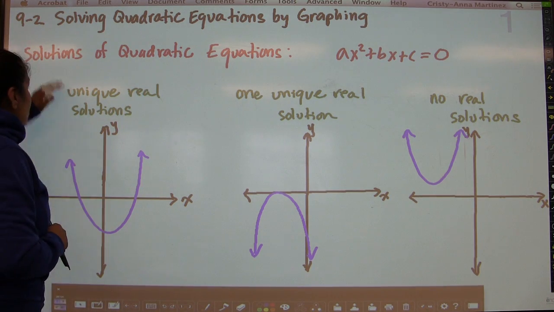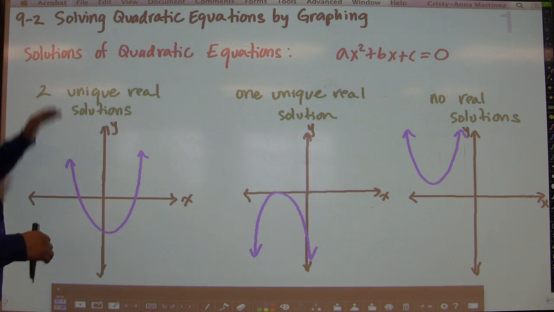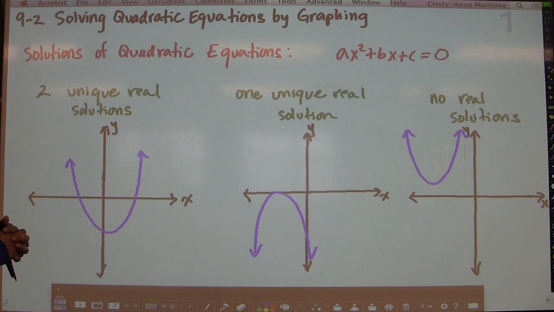So when it's asking for solutions, one of the terms that is synonymous with solution is x-intercept. You're trying to find the place on the coordinate plane where the graph crosses the x-axis. And there are three possible scenarios of quadratics.